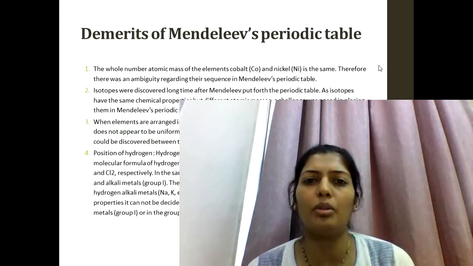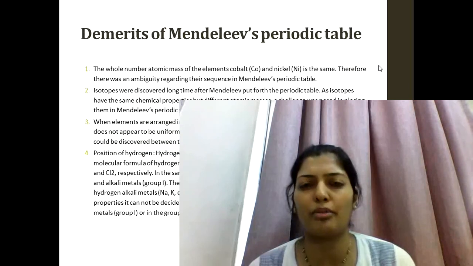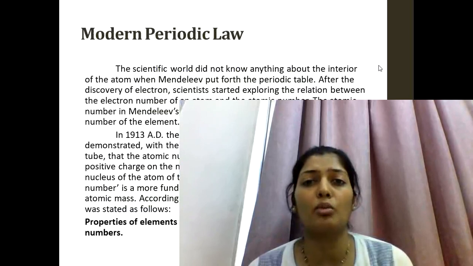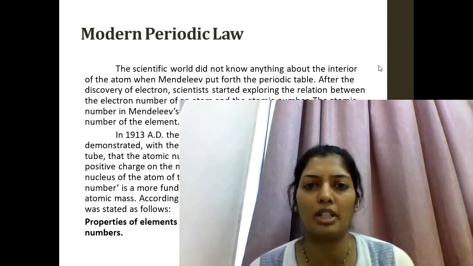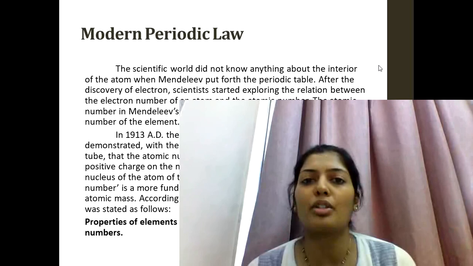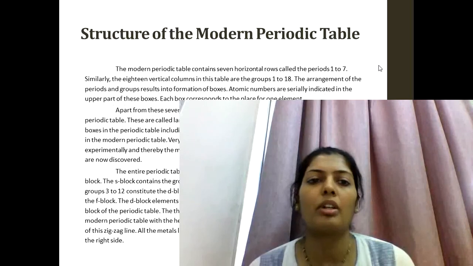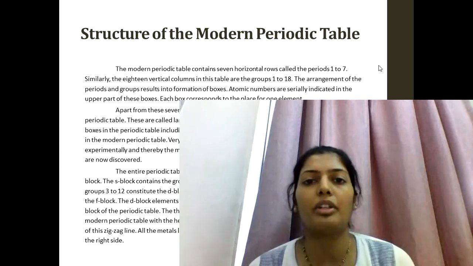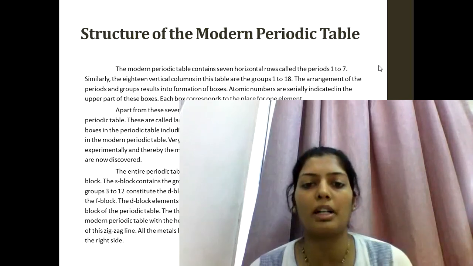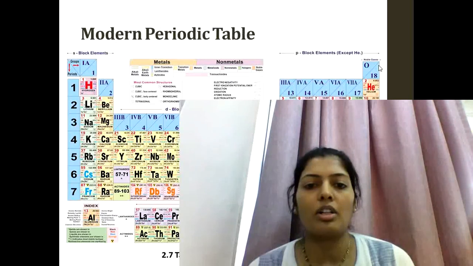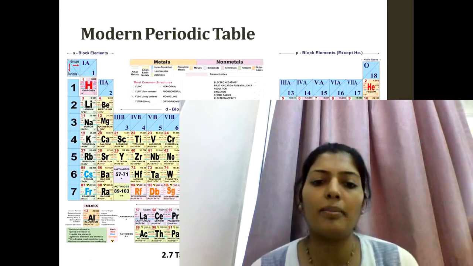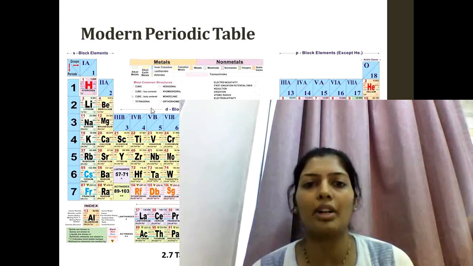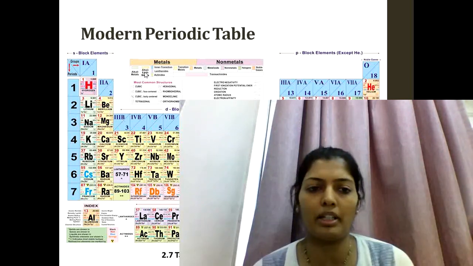Mendeleev, I hope you remember all the merits and demerits of Mendeleev's periodic table. Then the definition, or you can say the rule, for the modern periodic table: the properties of elements are periodic functions of their atomic number. You can ask yourself the definitions of atomic number and atomic mass number. So for structure, what I'll need is this table. You can pause the video here, revise those points, and then come back.